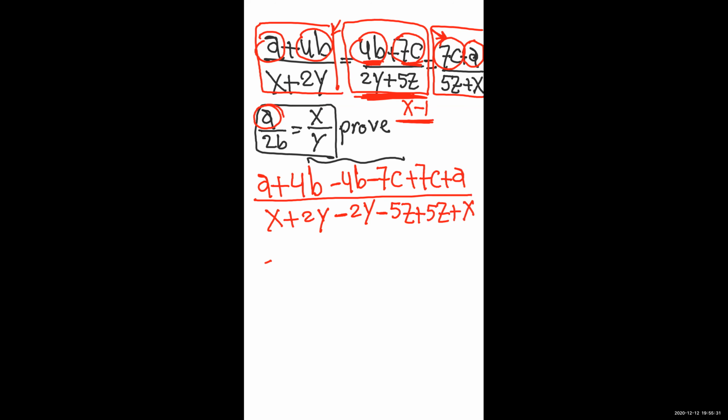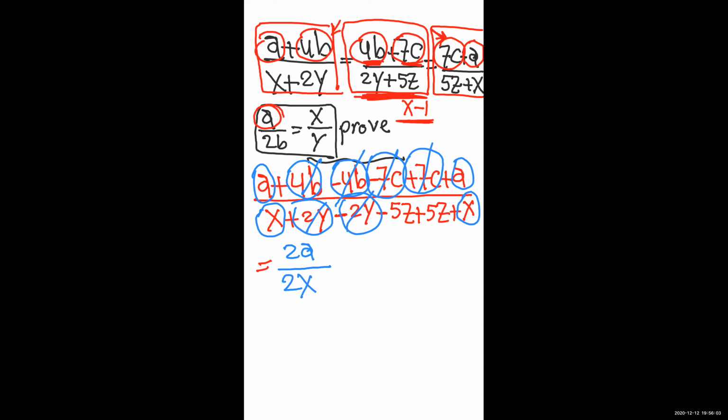Okay, great. Now add and subtract the like terms, a and a. So it will equal 2a. Then positive 4b and negative 4b means 0. Negative 7c, positive 7c also means 0. So the remaining term here is 2a over x, and there is also one more x, so 2x. And then the remaining terms, positive 2y, negative 2y, so 0. Negative 5z, positive 5z, also 0.